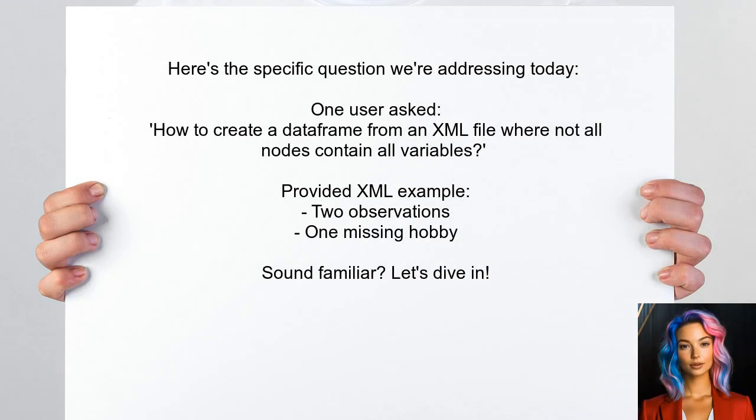Here's the specific question we're addressing today. One user asked how to create a data frame from an XML file where not all nodes contain all variables. They provided an XML example with 2 observations, one of which is missing a hobby. Sound familiar? Let's dive into this together and find a solution.